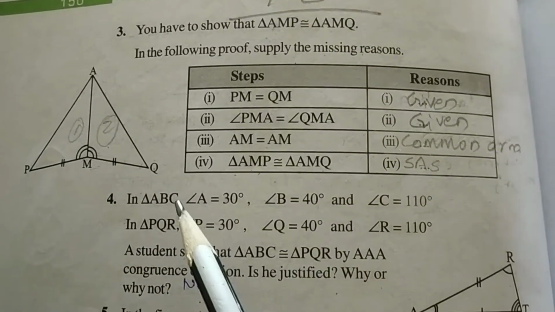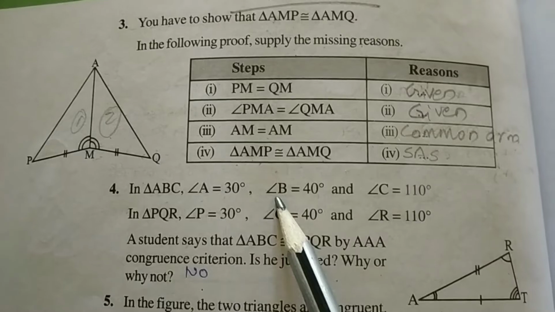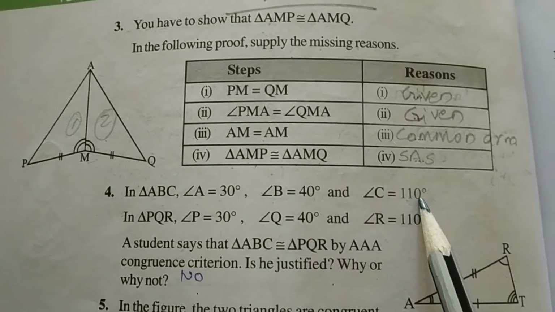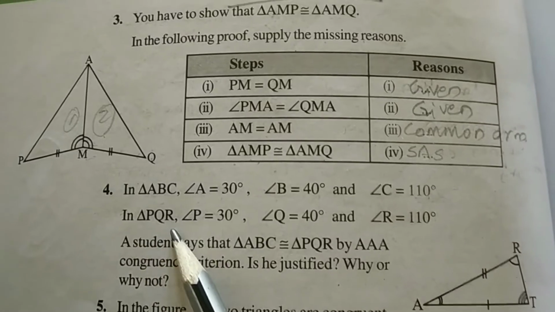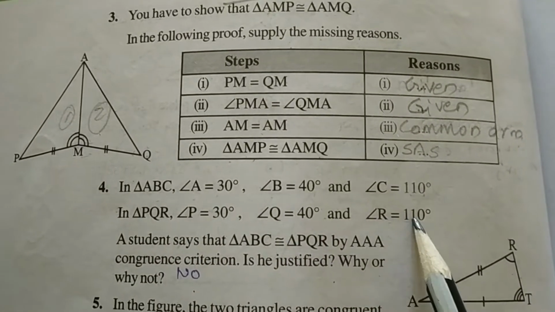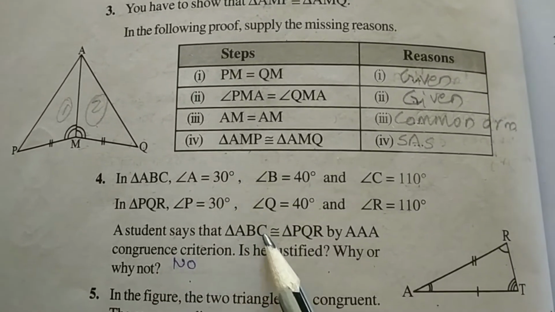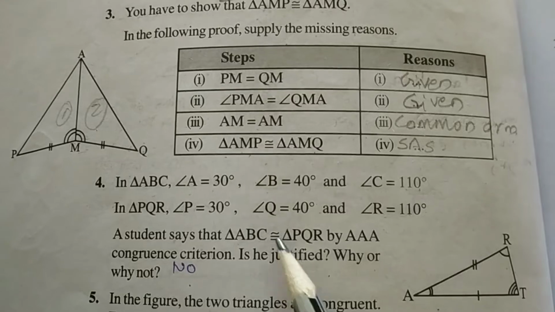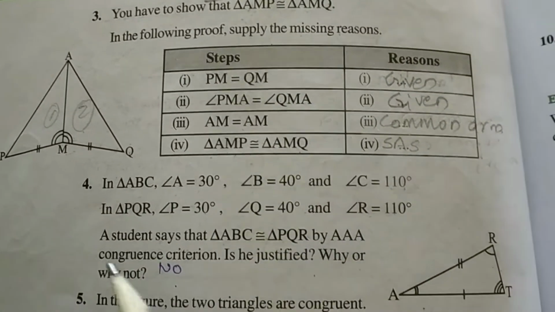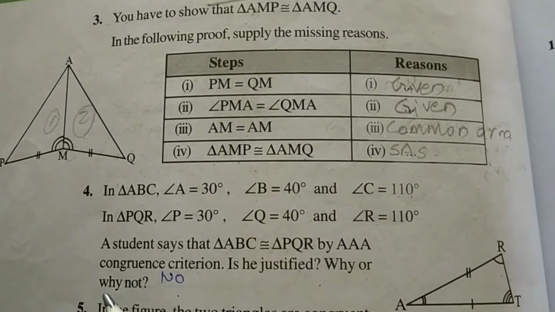Next question is, in triangle ABC, angle A equal to 30, angle B equal to 40 degree and angle C equal to 110 degree. Then in triangle PQR, angle P equal to 30, angle Q equal to 40 and angle R equal to 110. A student says that triangle ABC is congruent to triangle PQR by the AA congruence criterion. Is he justified? Why or why not?